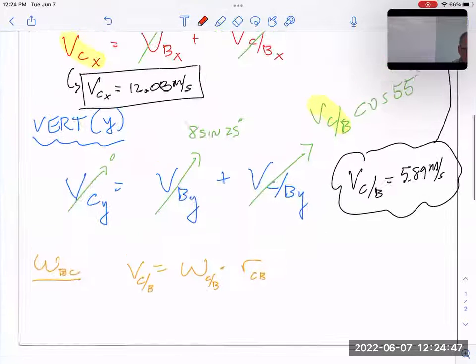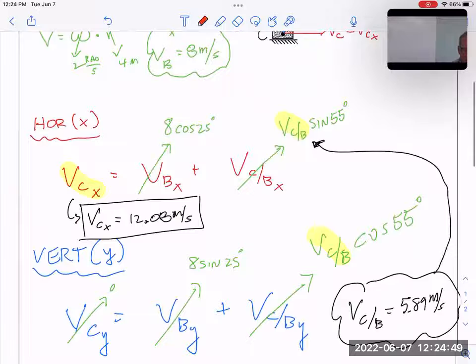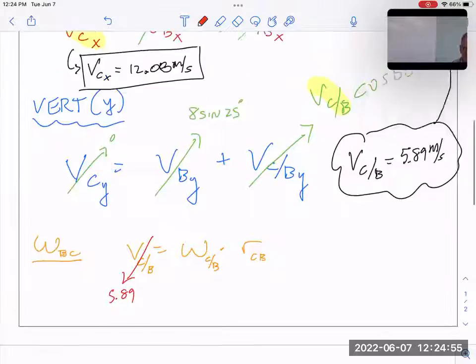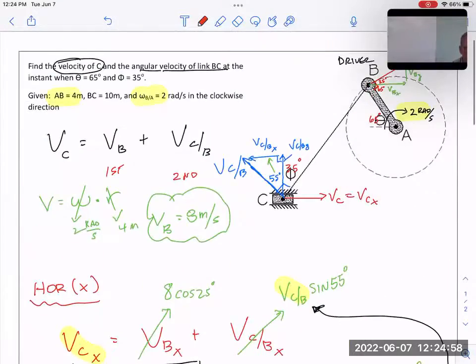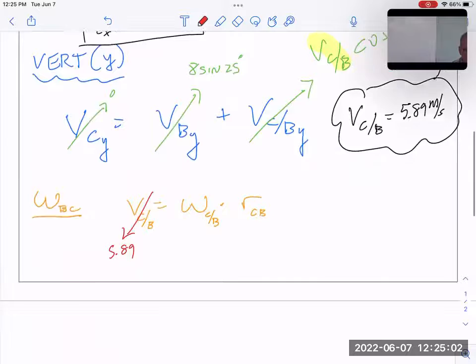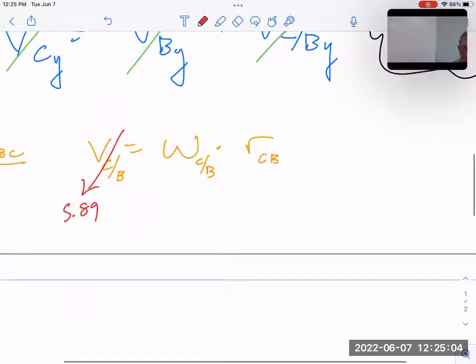And we did know that one time. Where did we know that? We figured it out. It was 5.89, right? So that's 5.89. And we know the radius of CB. We haven't looked at it yet, but that was one of the givens. The radius of BC or CB is 10 meters. That's a lot longer. That actually sounds like a skier, doesn't it? 10 meters, 30-foot rope.